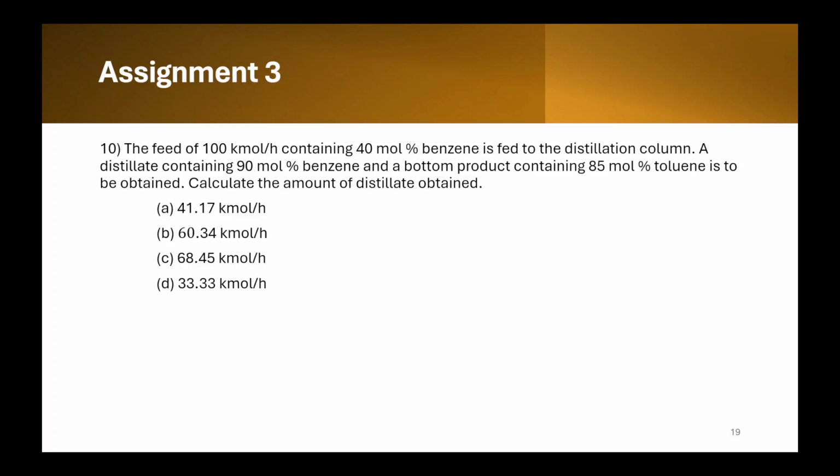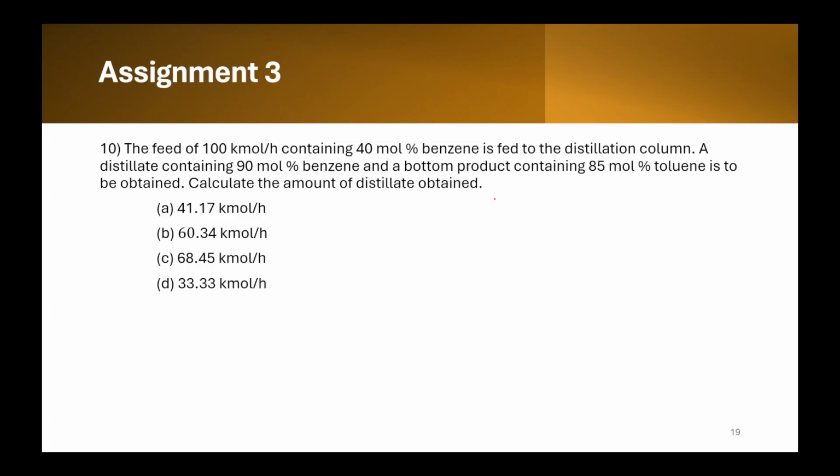Next question. The feed of 100 kilomole per hour containing 40 mole percent benzene is fed to the distillation column. A distillate containing 90 mole percent benzene and a bottom product containing 85 mole percent toluene is to be obtained. Calculate the amount of distillate obtained.